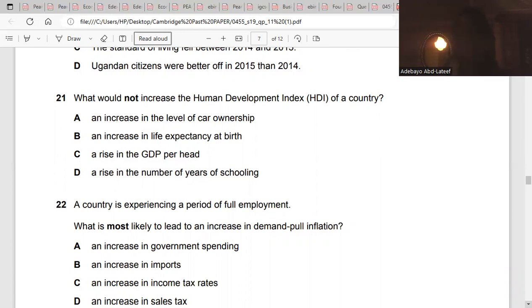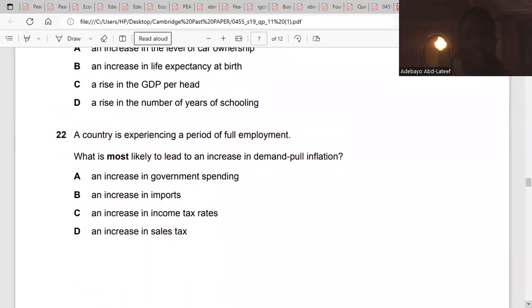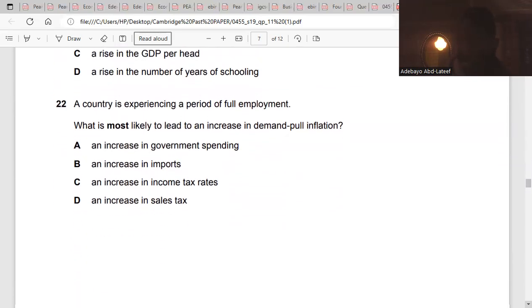When we talk about GDP per head, we're talking about the GDP divided by the total population, which is part of the Human Development Index. Life expectancy is also part of it because it's talking about the health of the people. So an increase in the level of car ownership doesn't have anything to do with the Human Development Index. Is it clear? Very clear. So the answer is A.